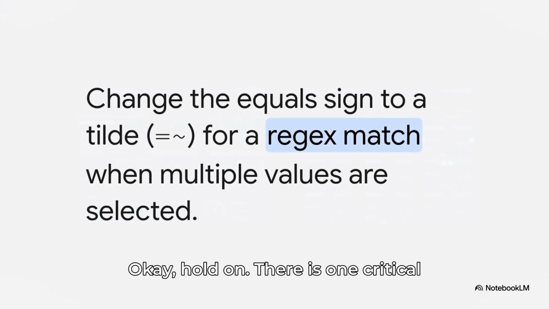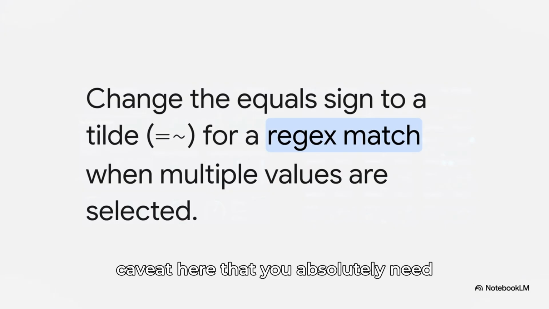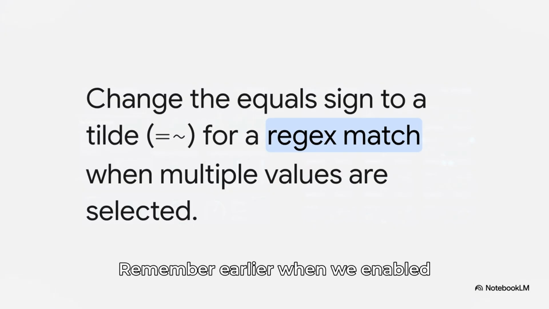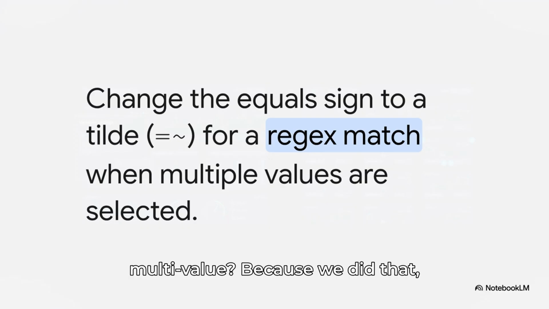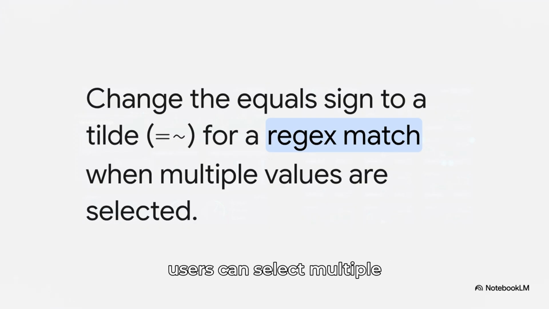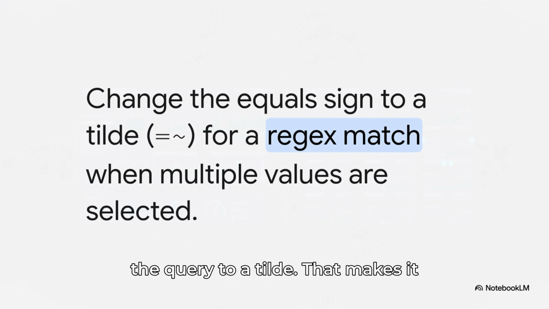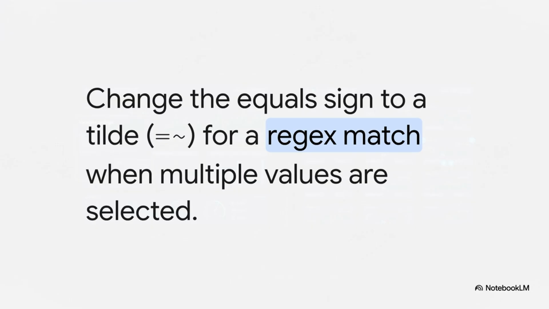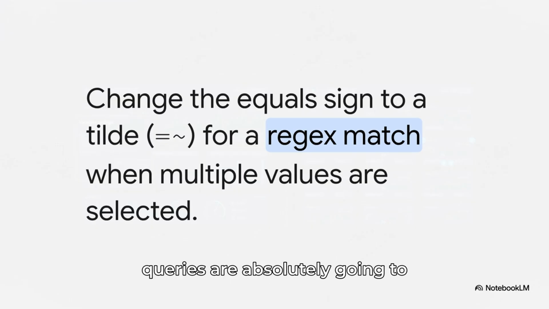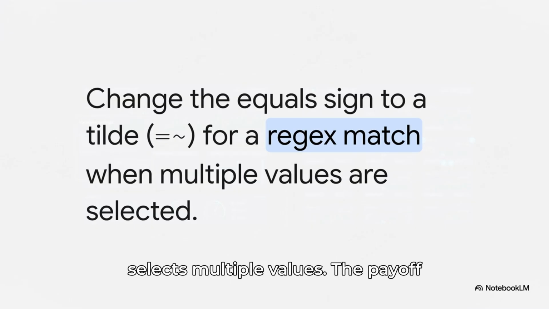Okay, hold on. There is one critical caveat here that you absolutely need to watch out for. Remember earlier when we enabled multi-value? Because we did that, users can select multiple services at once. If they do, Grafana formats that variable with pipe separators. Because of that, you must change your equals sign in the query to a tilde. That makes it equals tilde. This basically tells the backend, hey, perform a regular expression match instead of an exact match. If you forget that tilde, your queries are absolutely going to break the second someone selects multiple values.